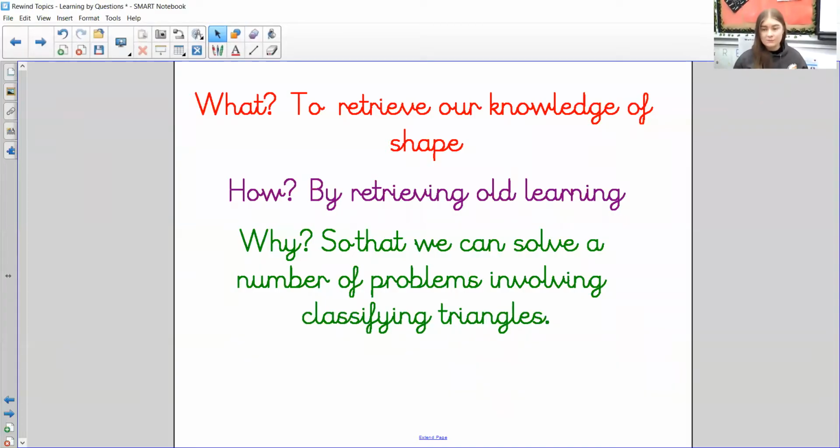Today we're looking at triangles in particular. Let me show you the what, how, and why, so you know the specifics. We are going to retrieve our knowledge of shape by retrieving that old learning so that we can solve a number of problems involving classifying triangles.